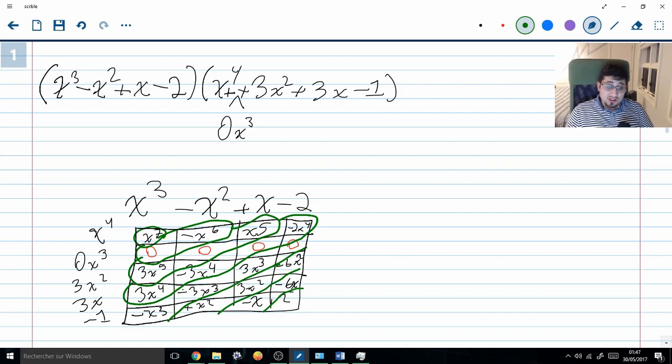This is why you need the row. You might not need any of these zeros, but you still need the row to make sure that all of these diagonals fit in place. So then let's get to adding.